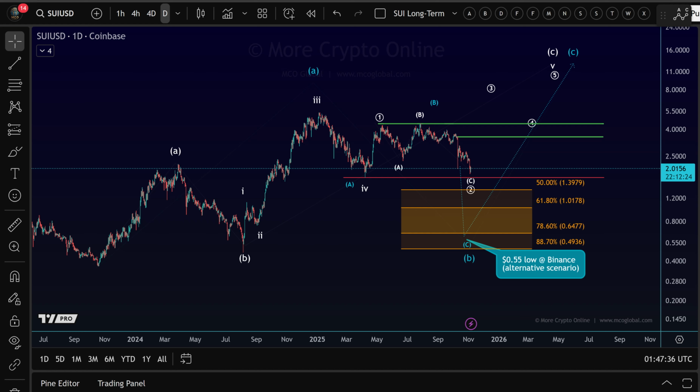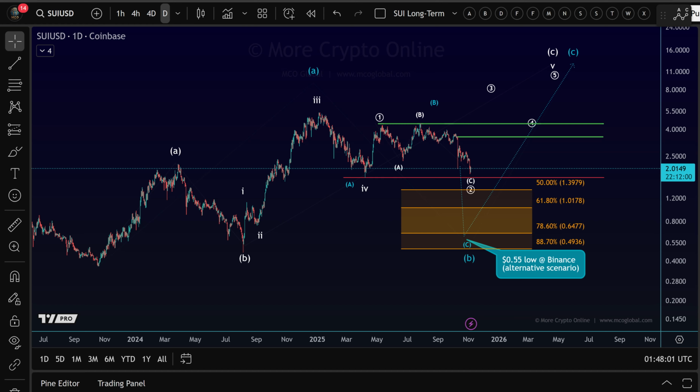So we'll take a look at the SUI chart here on the daily time frame. And on this chart, we want to take a look at the Elliott wave structures, relevant support and resistance levels. You know, what we're dealing with here is basically a chart which was quite promising. The structure got really damaged on the 10th of October.